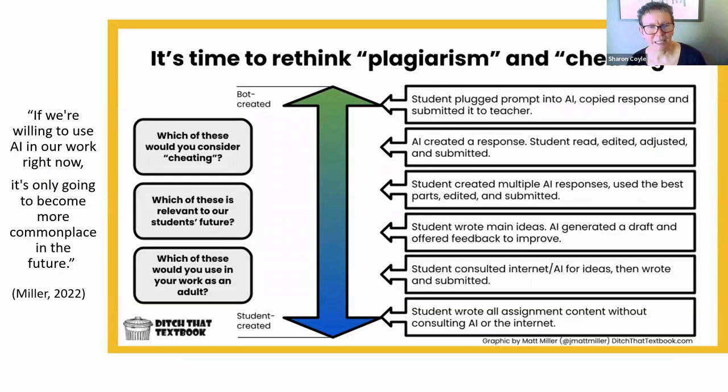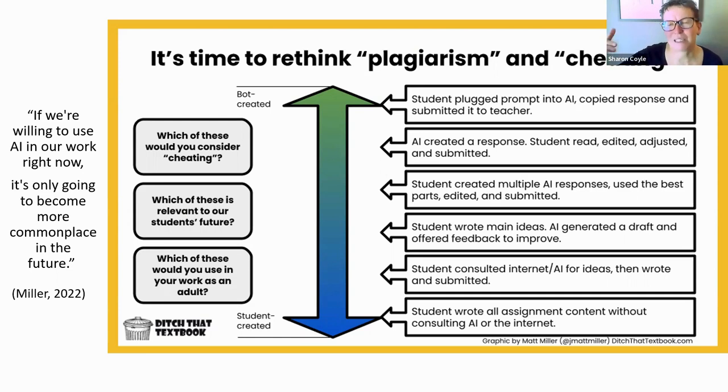I thought this was interesting. Again, it's from that site, Ditch That Textbook, and the idea that it's time to rethink cheating. And so the arrow goes from student-created to bot-created. The student wrote everything. They consulted. They wrote the main ideas, but AI generated a draft and gave feedback. The student created some AI responses and then used the best parts and submitted. They read, edited, adjusted, submitted, or they just gave it all.